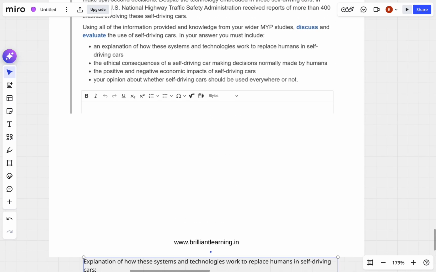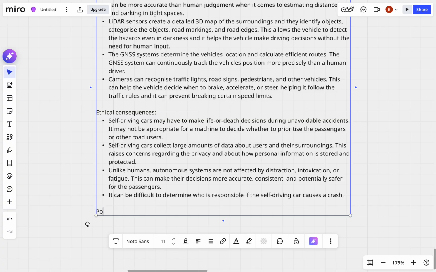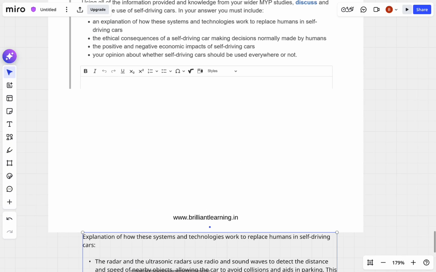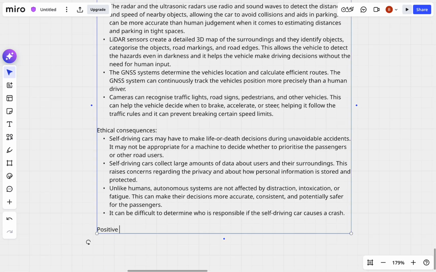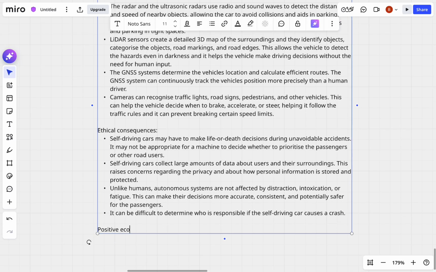As we were asked, the positive and negative economic impacts. We can write, you need two for each, I guess. Two positives and two negatives. Positive economic impacts. Let's just think of the positive economic impacts.